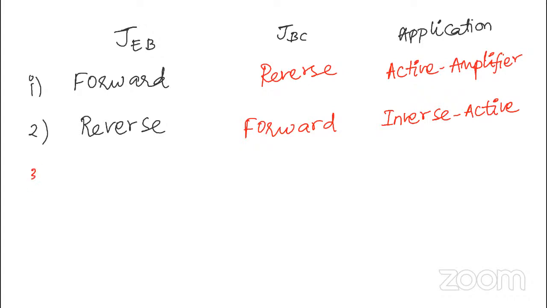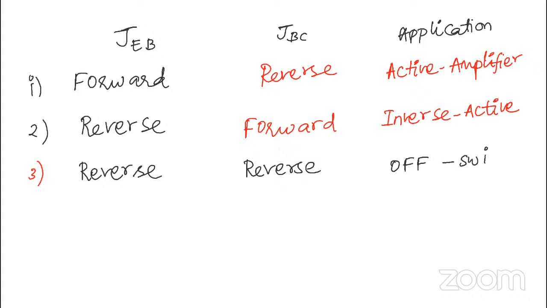Then the third condition: both should be in reverse condition. Reverse here, and reverse here. If both are in reverse conditions, it should be an off condition. In the switch, it should act as a switch, and the switch will show the off condition. When we connect it, it shows the off condition.